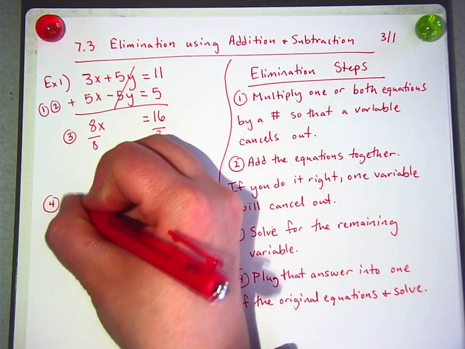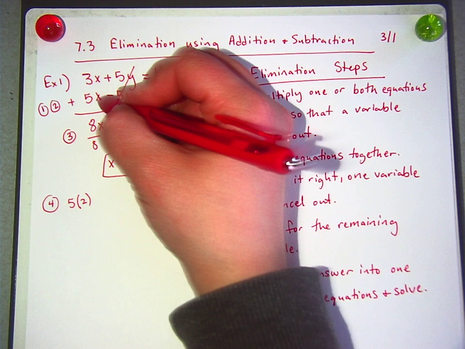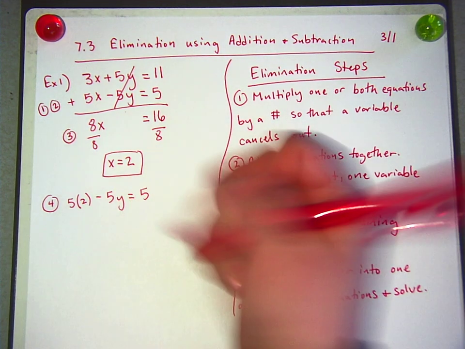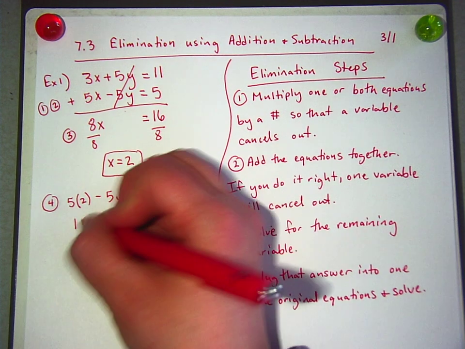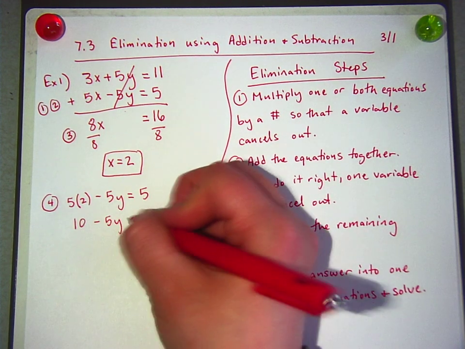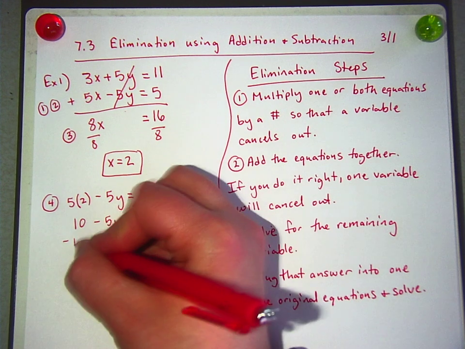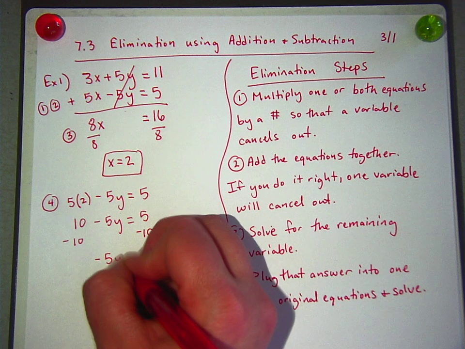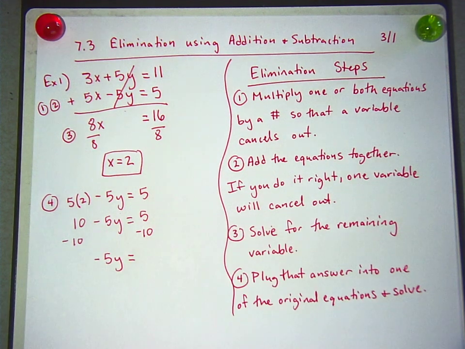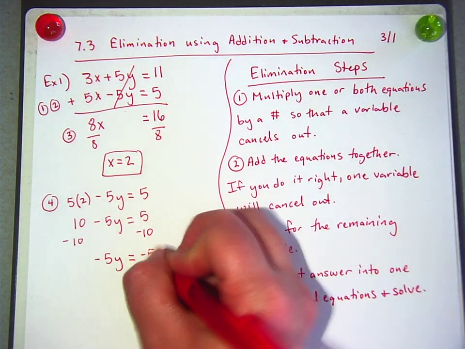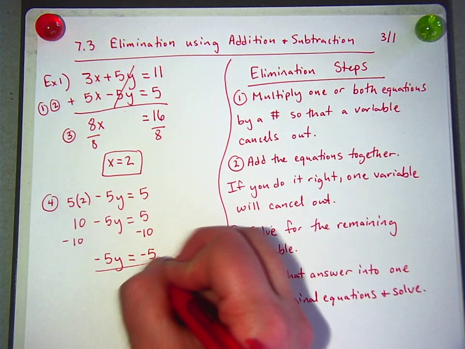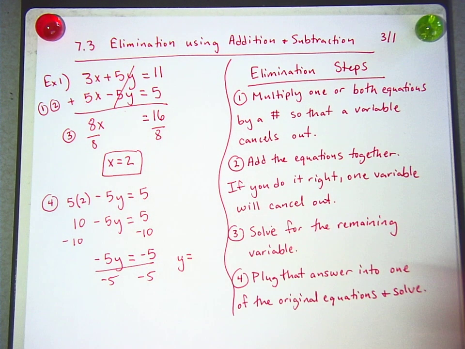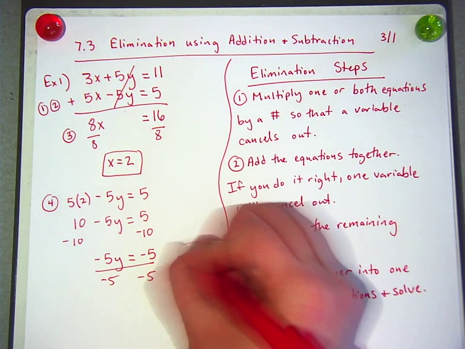I've got x equals 2, so I'm going to write 5 times 2. I'm not going to write x, I'm going to write 2, minus 5y equals 5. A lot of 5s in this one. Yuck. That's 10 minus 5y equals 5. Then I'm going to subtract 10 on both sides and I end up with negative 5y equals what? Negative 5, and then divide by negative 5 on both sides, and I end up with y equals 1.